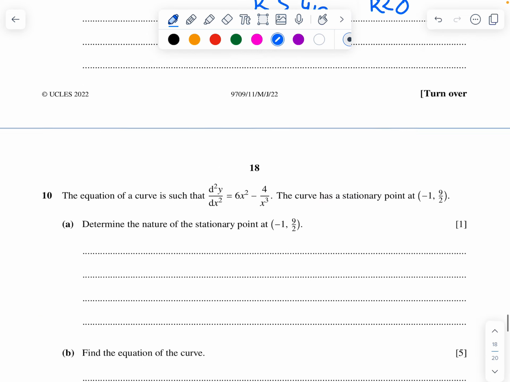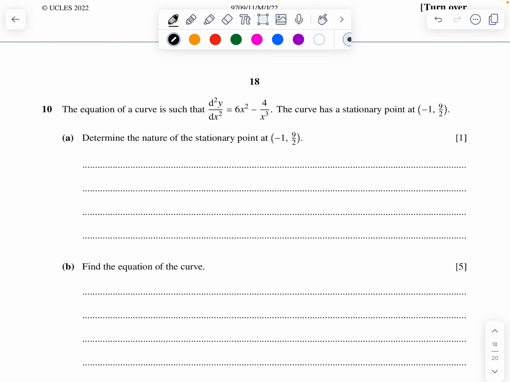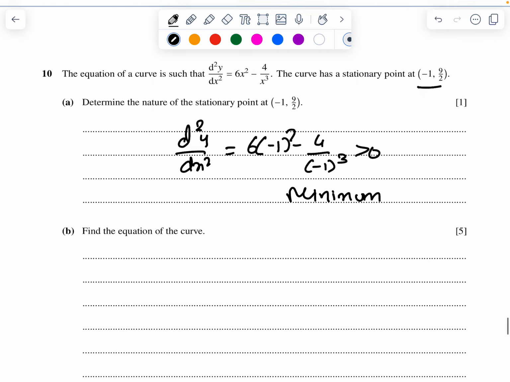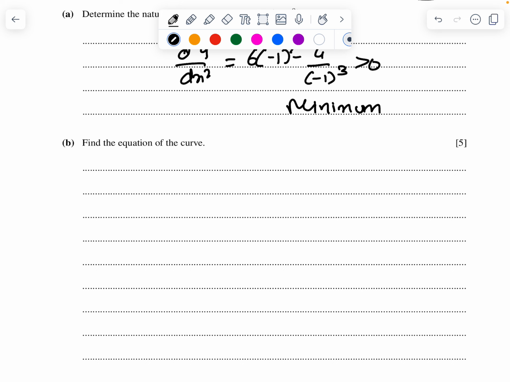Question number 10. The equation of the curve is given, with a stationary point. Determine the nature of the stationary point. So in the second derivative, I'll be plugging x equals −1. If the second derivative is positive, then it's going to be a minimum. So just substitute −1 in the second derivative. I get a positive answer. It is a minimum.